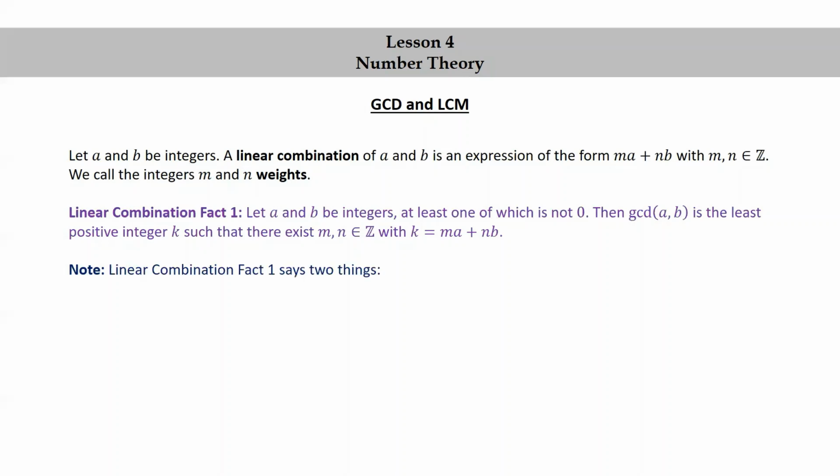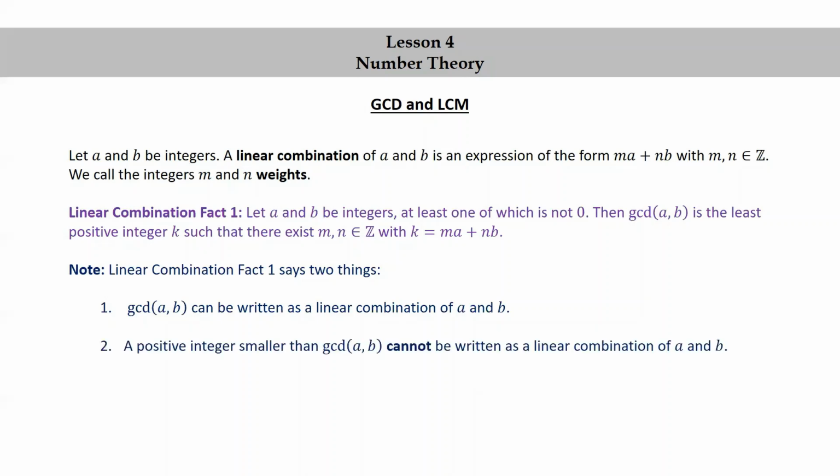Note, linear combination fact 1 says two things. One, that the GCD of A and B can be written as a linear combination of A and B. And two, a positive integer smaller than the GCD of A and B cannot be written as a linear combination of A and B.